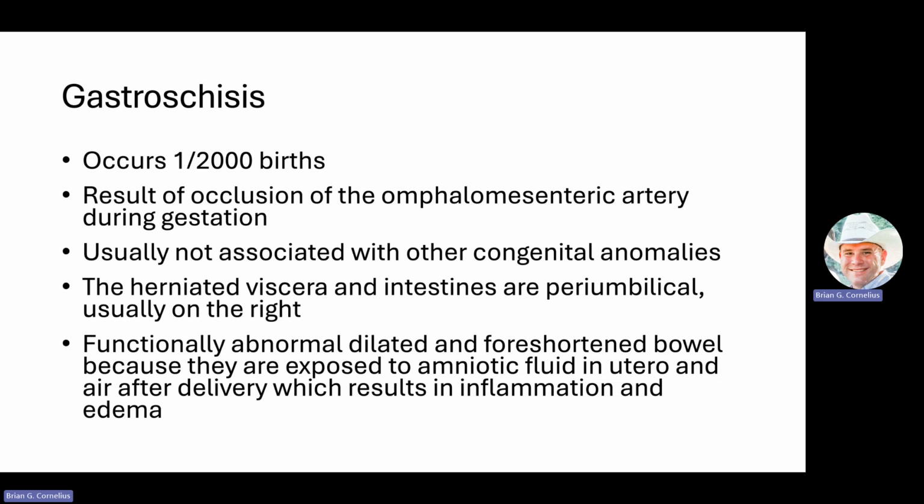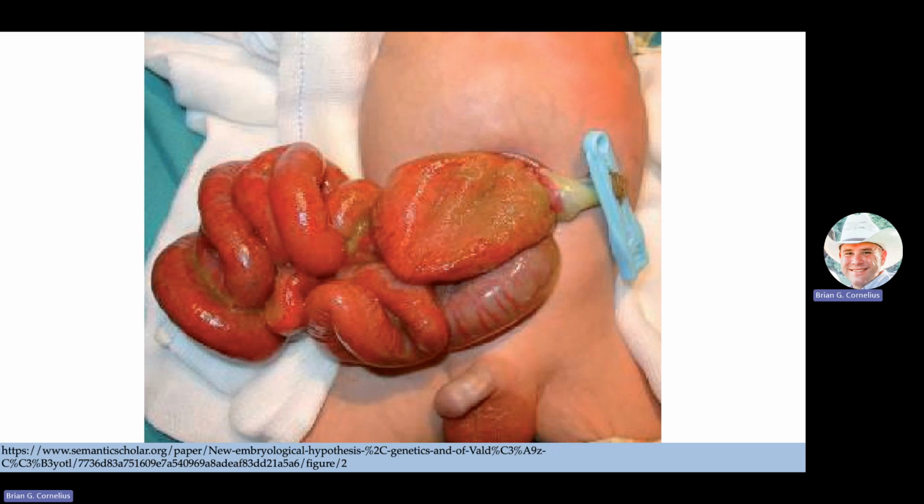You'll see the viscera herniates usually just around the umbilicus, and it's usually on the right side. It's functionally abnormal, dilated, and you'll see that there's a shortened bowel because they're exposed to the amniotic fluid in utero, which results in edema and inflammation. Who would have thought that amniotic fluid's not a great thing to contact your intestines? And this is just an example of what you see in somebody with gastroschisis.